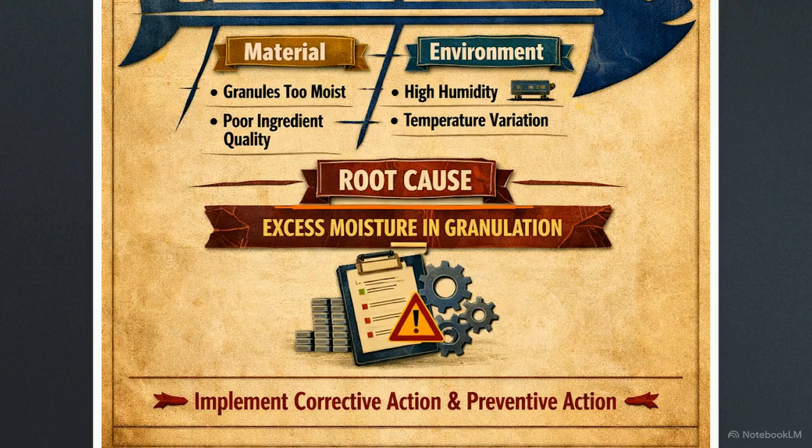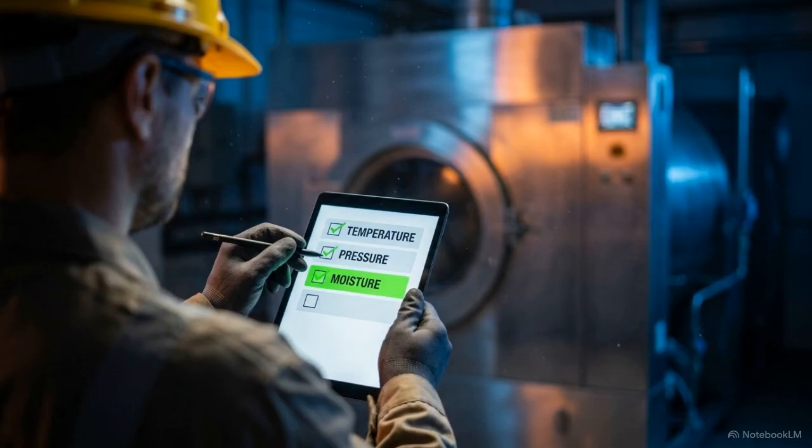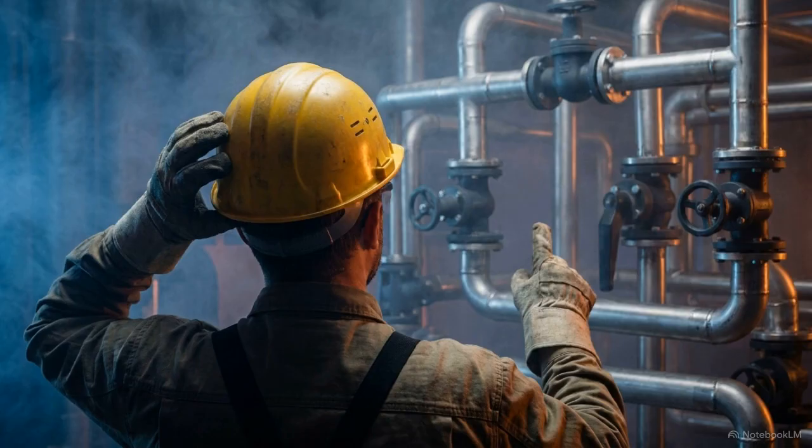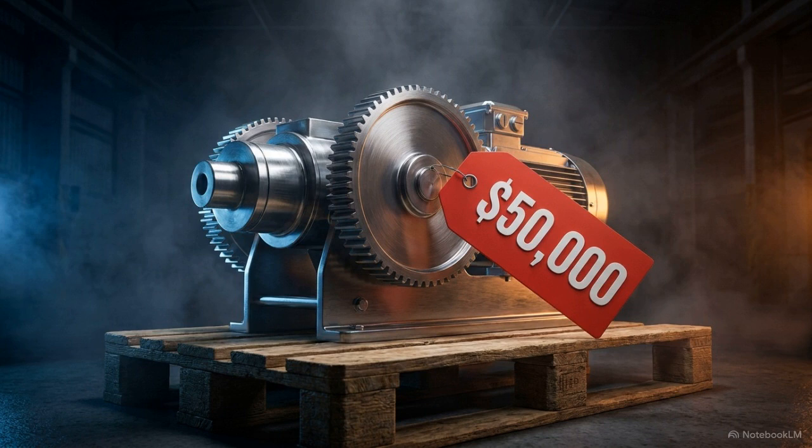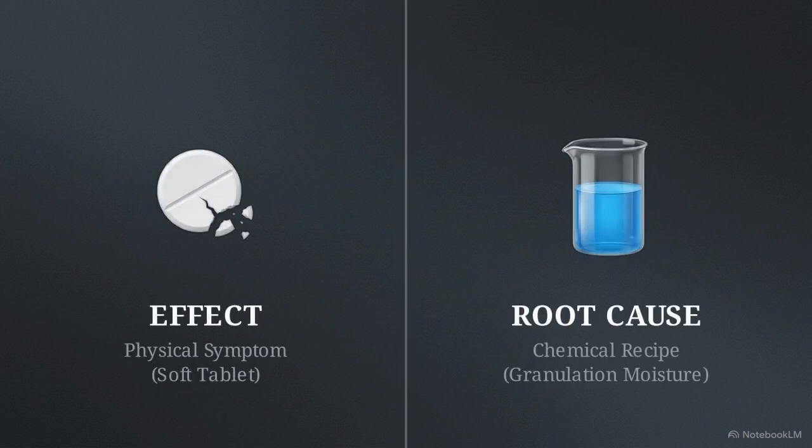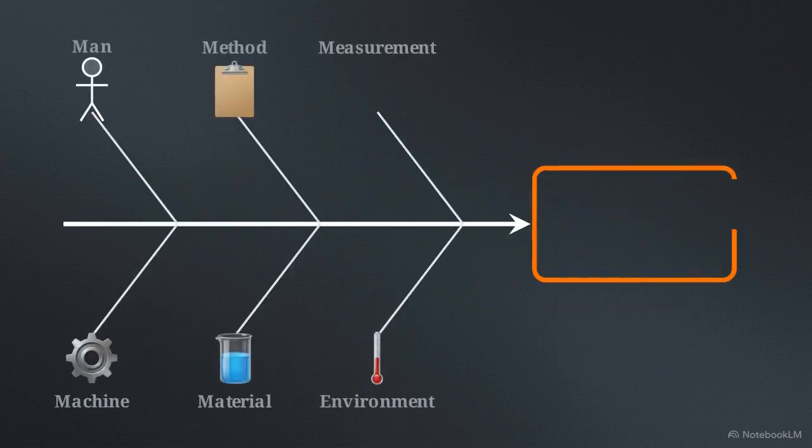The team isolated the root cause to excess moisture in the granulation process, driven by an inadequate drying time. The corrective action was immediate: revise the drying procedure and retrain the operators on the new moisture check. If the team had relied on their initial guesses, they might have spent tens of thousands of dollars replacing perfectly good machinery. Instead, visual mapping successfully connected the physical symptom of a soft tablet back to a hidden flaw in the chemical recipe.